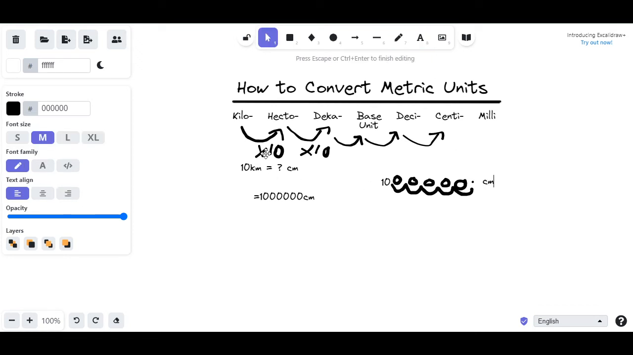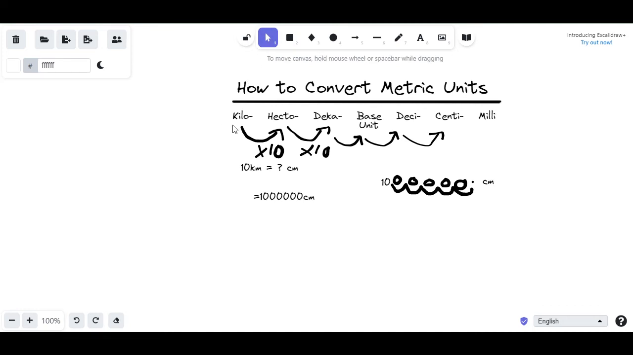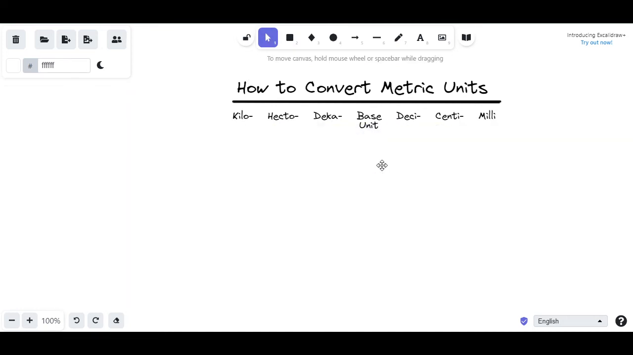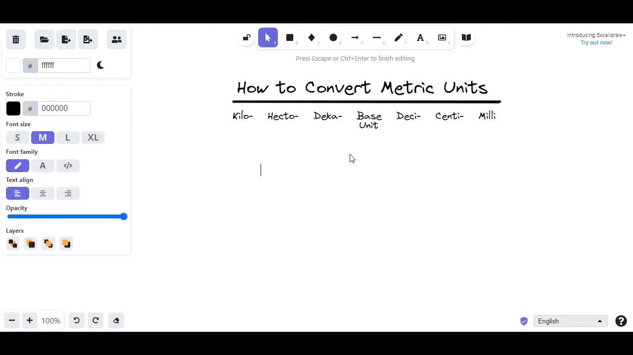Okay, so let's do one more of those here. Okay, so let's say we want to do it the other way. Let's say I have 250 milliliters, and I want to know how many liters is that equal to. Remember, liters is our base unit. Okay, so it's going to be very similar to last time. I'll start again with the math one.